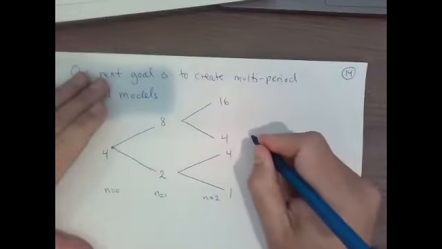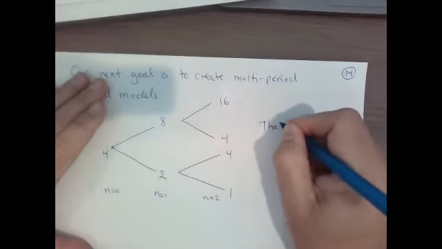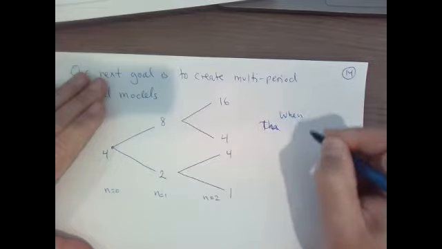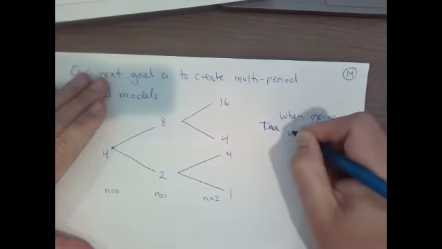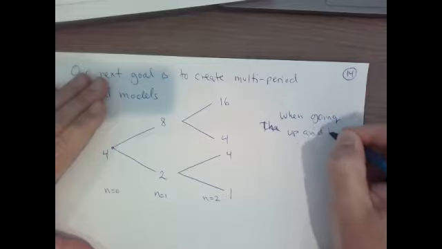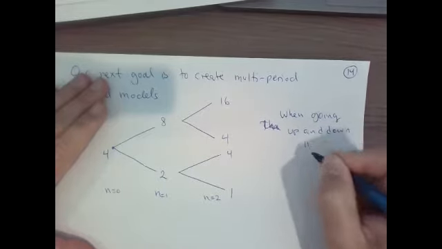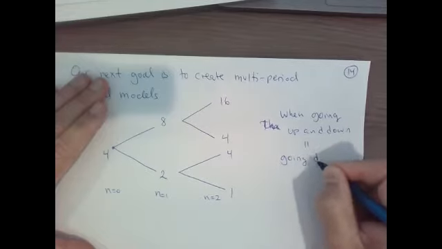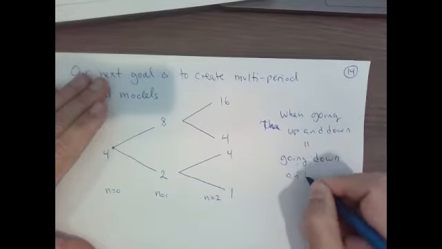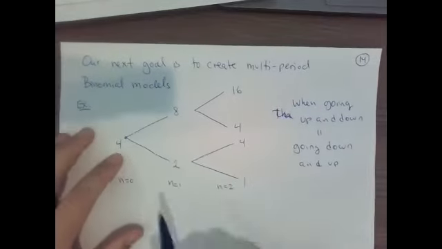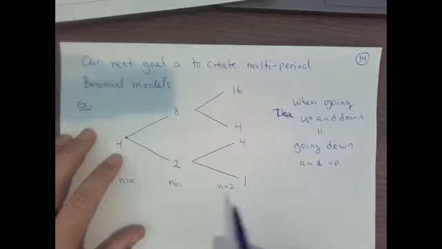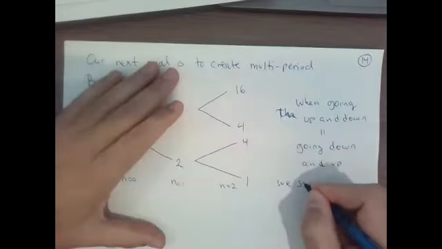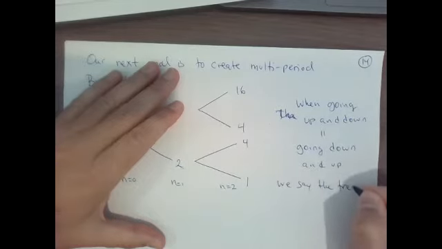This property here, when going up and down equals going down and up, right? So that's what's happening. We go up and down, or we go down and up. So when these two are the same, we say the tree is, and then the word you're looking for is recombining.